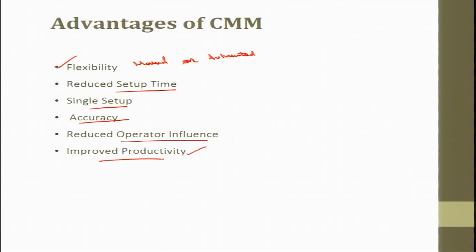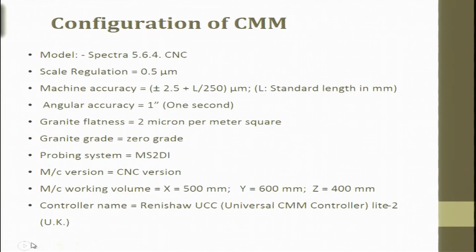If we do not change anything in the setup, based on this reference plane it will measure all the things accurately. So operator influence is very little. Improved productivity comes because we have reduced setup time. These are interrelated. Now, the CMM machine that we have here is the Spectra 564.